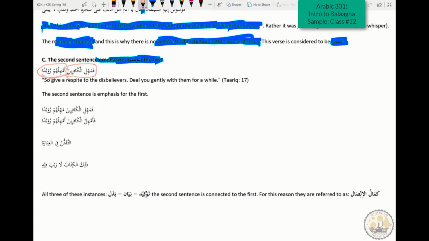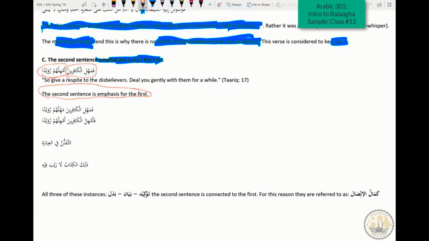Why is there no wow? Because the second sentence is providing emphasis for the first. And the Mufassirun say that the words mahil and amhil are mutaradifan, synonyms. They mean the same thing. Okay? They have the same meaning.